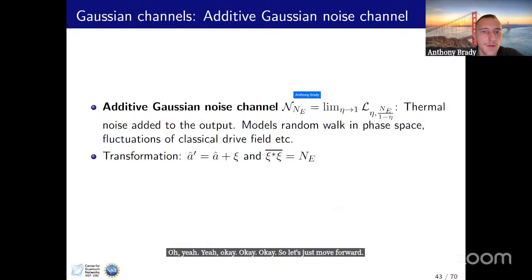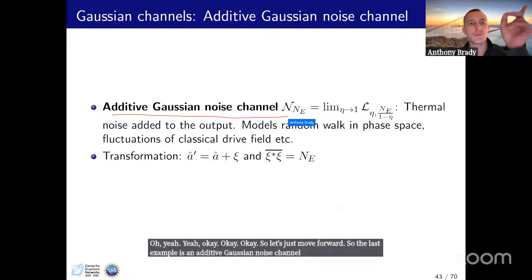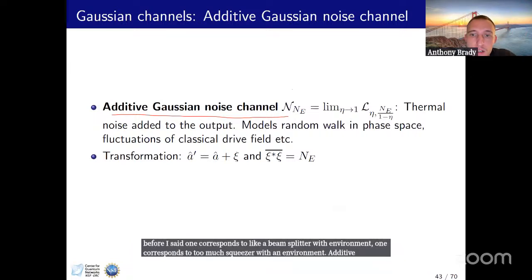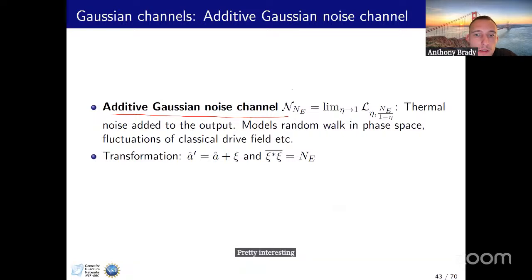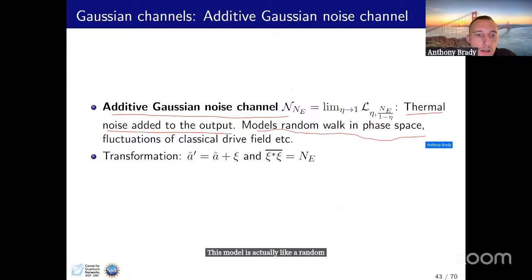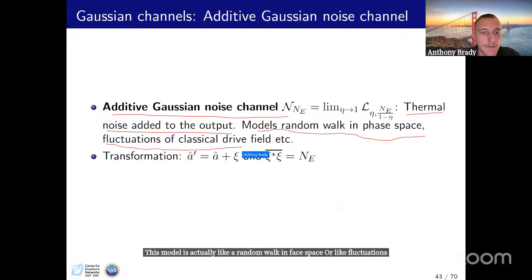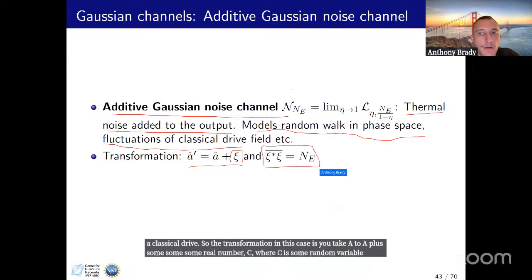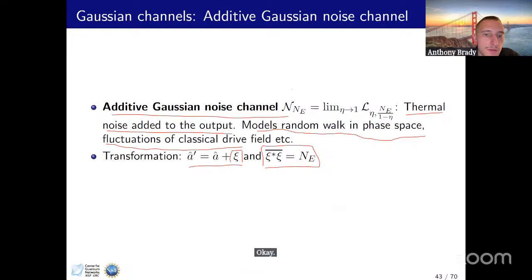So the last example is an additive Gaussian noise channel. And so there's two examples from before. I said one corresponds to like a beam splitter with environment, one corresponds to a two-mode squeezer with an environment. Additive Gaussian noise channel is pretty interesting. Actually, the only thing you're doing there is adding thermal noise to the input. This model is actually like a random walk in phase space or like fluctuations of a classical drive. So the transformation in this case is you take A to A plus some real number C, where C is some random variable and it's thermally populated.